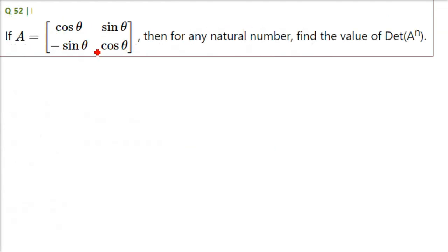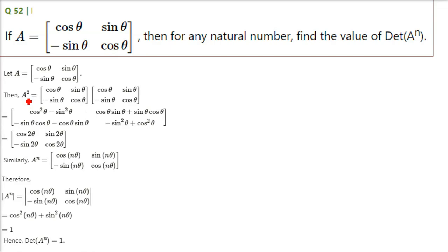If A is cos theta, sin theta, minus sin theta, cos theta, then for any natural number n, find the value of the determinant of A raised to the power n. So see, A is given like this, but we have to first find out and generalize what will be A raised n. Okay, what will be A raised n?